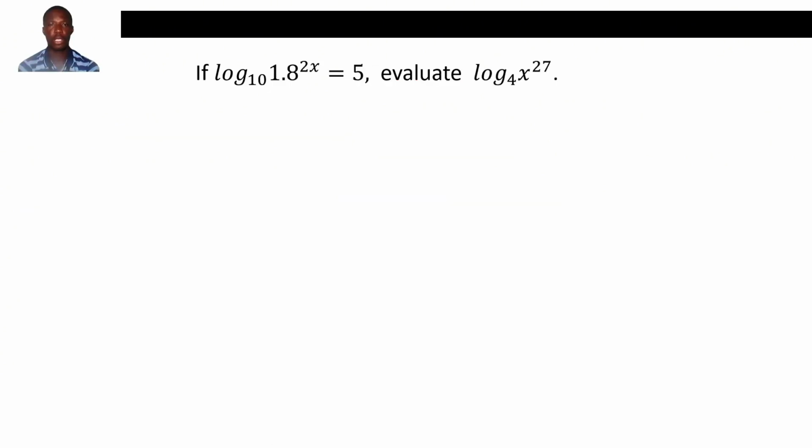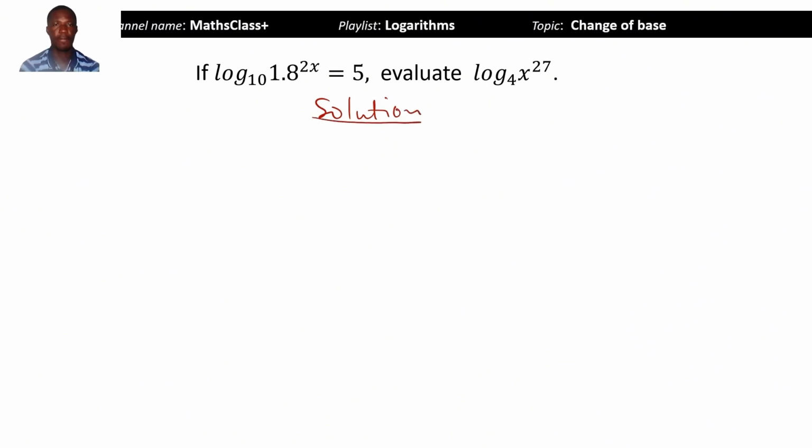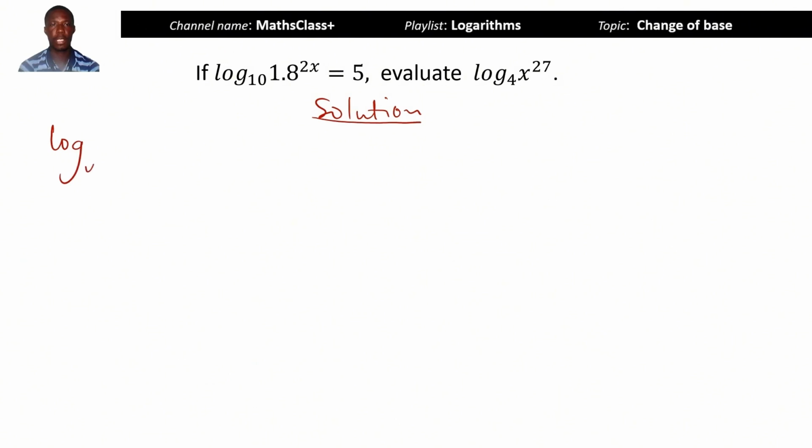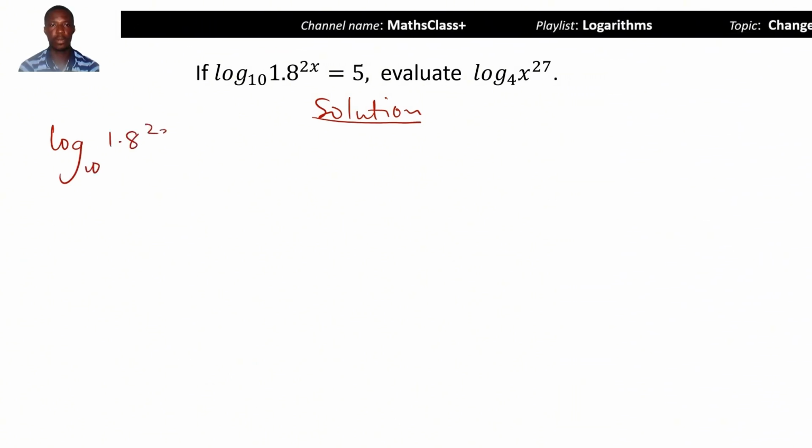If log to the base 10 of the expression 1.8 to the power 2x is equal to 5, evaluate log to the base 4 of the expression x to the power 27. Okay, so solution. We have log to the base 10 of 1.8 to the power 2x is equal to 5.